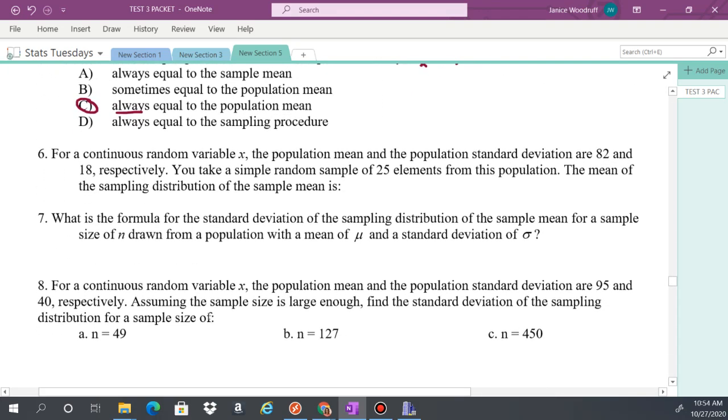All right, number 7, what is the formula for the standard deviation of the sampling distribution of the sample mean for a sample size of n drawn from a population with a mean, mu, and a standard deviation, sigma? So this is just the formula for the standard deviation of a sample mean. So that is the standard deviation of the population over the square root of the sample size.